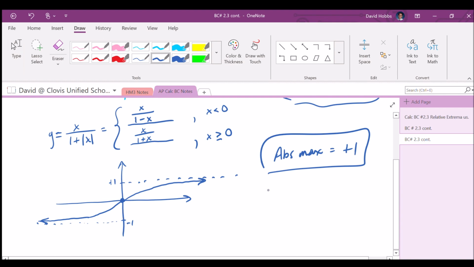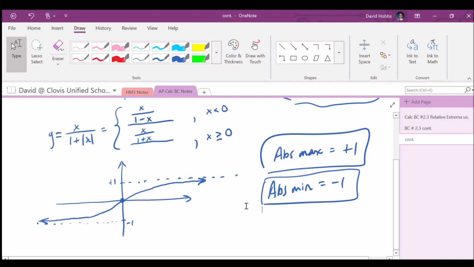And what's the absolute minimum? Well, if we go out to the left forever, negative 1. Now we can't actually put our finger on what x value it is where it occurs, but you know, if we're going to the right forever, it goes to elevation 1. If we go to the left forever, it's going to elevation negative 1.